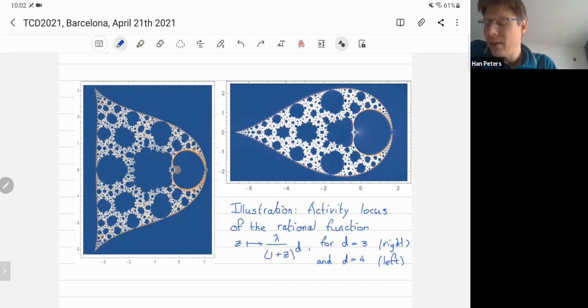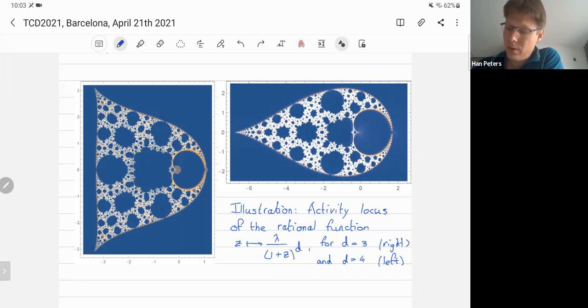They are the activity loci of a different rational function, namely lambda divided by (1 plus z) to the power d, where lambda in C is the parameter. There are 2 pictures. On the top right, there is the degree 3 picture, and on the left there is the degree 4 picture. And you see they look quite similar, and they look quite similar to the Mandelbrot set.